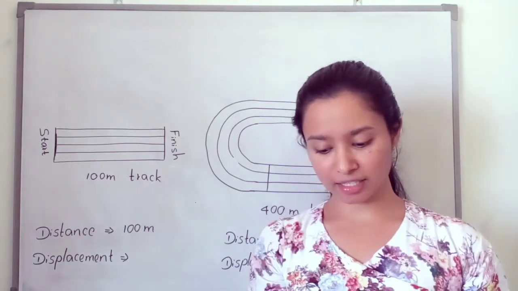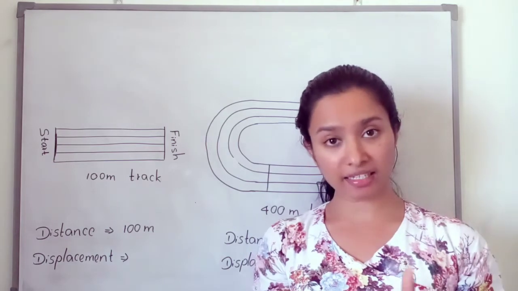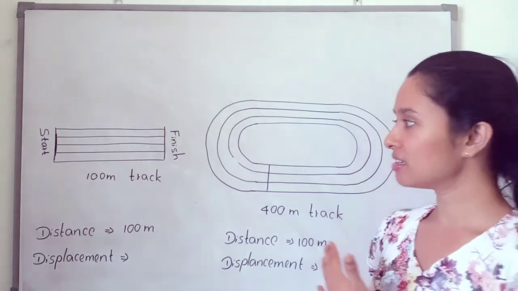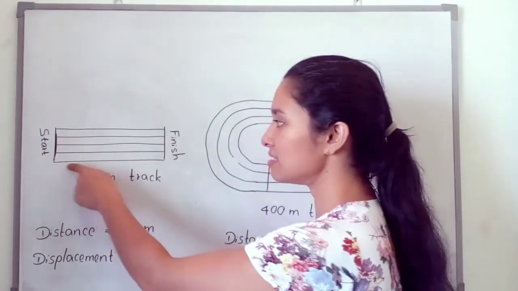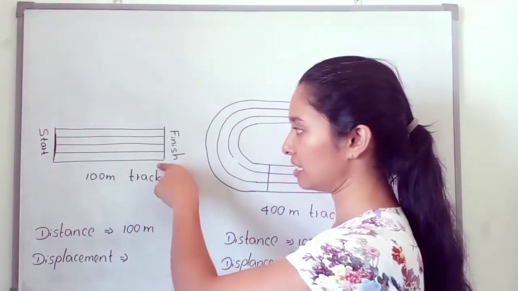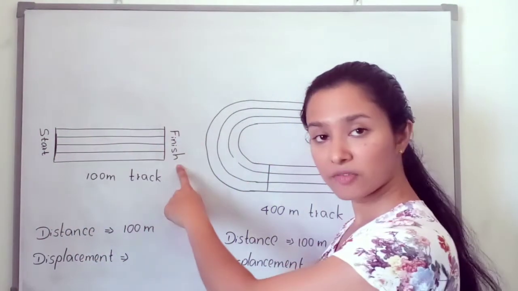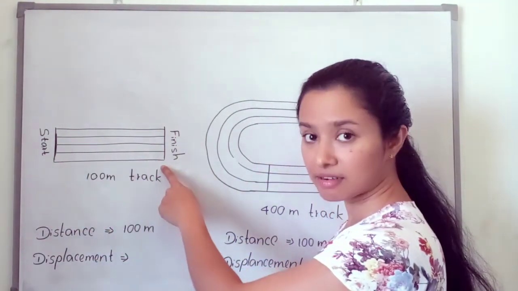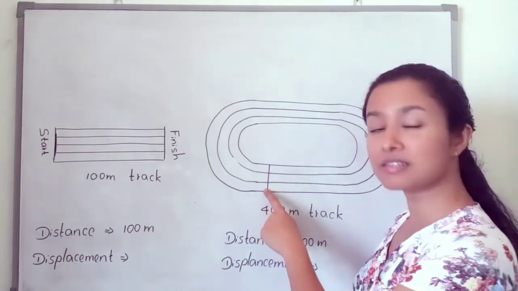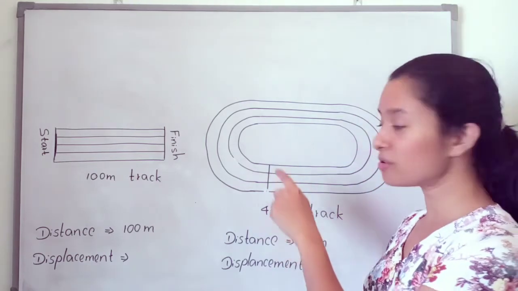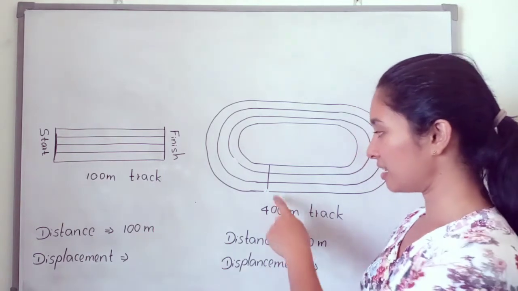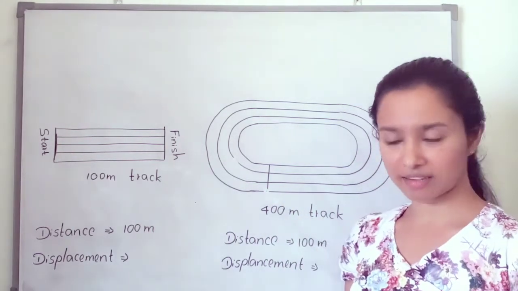Then the linear length between the points of start and end. We have to find out the linear length, the straight length. In the 100 meters track, this is the linear length. It is the same, 100 meters. This is the starting point and this is the finishing point. This is the straight length, 100 meters. In the 400 meters track, this is the starting point and the ending point is also this point. So what about the linear length? The linear length is 0 meters.